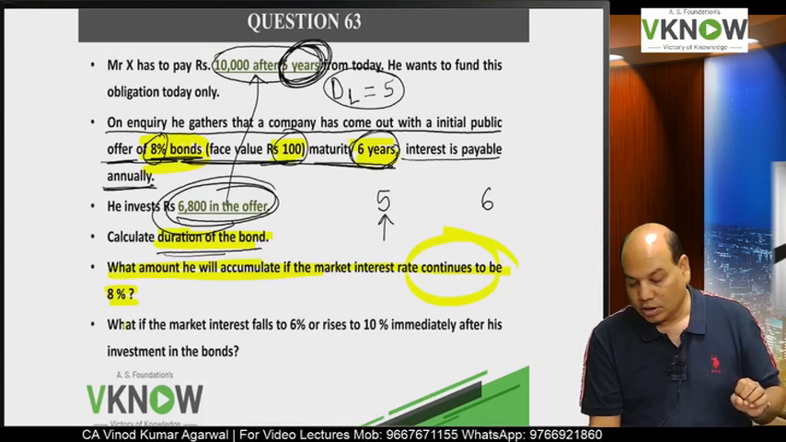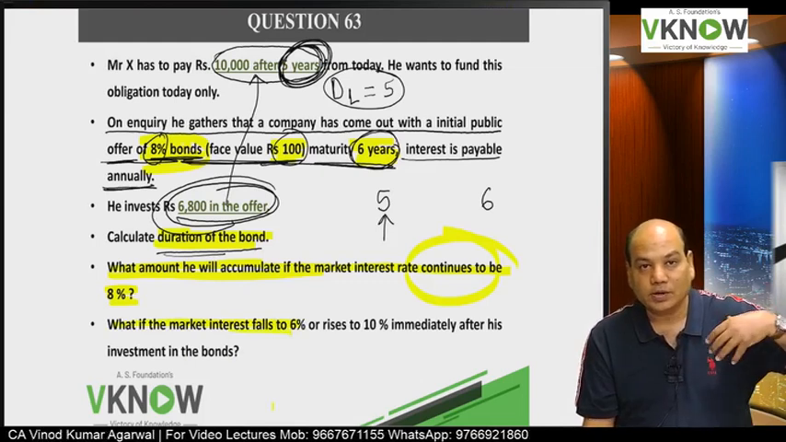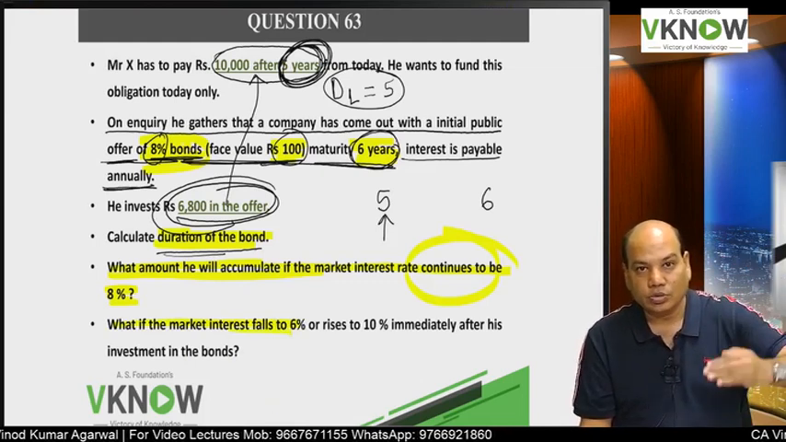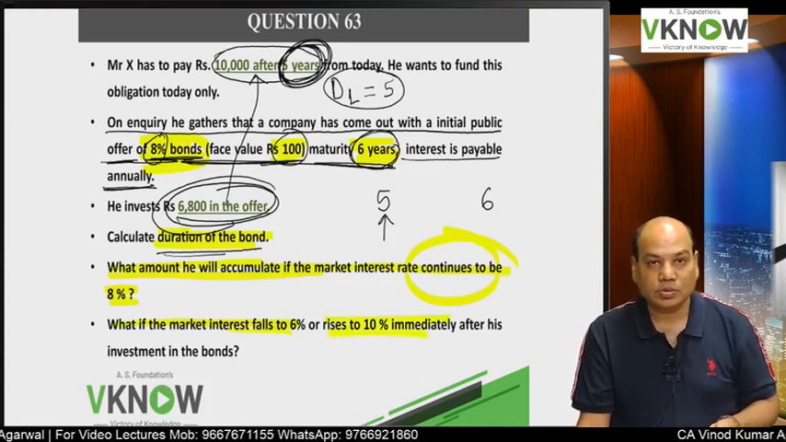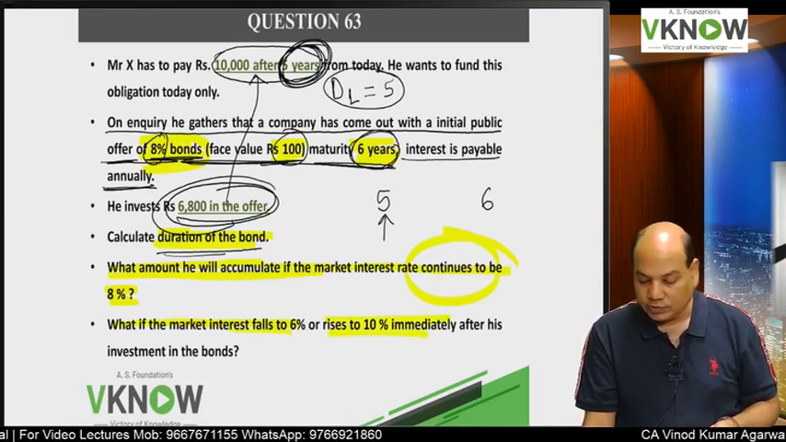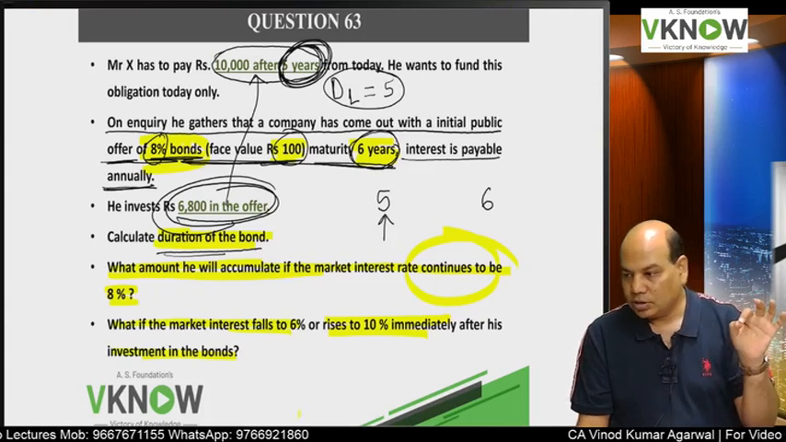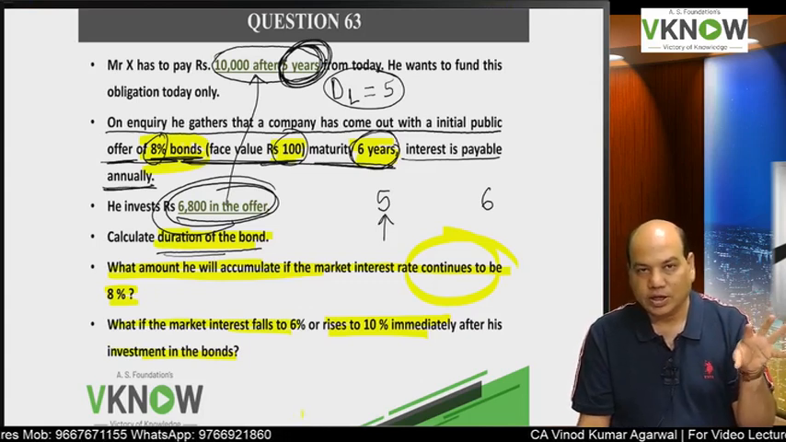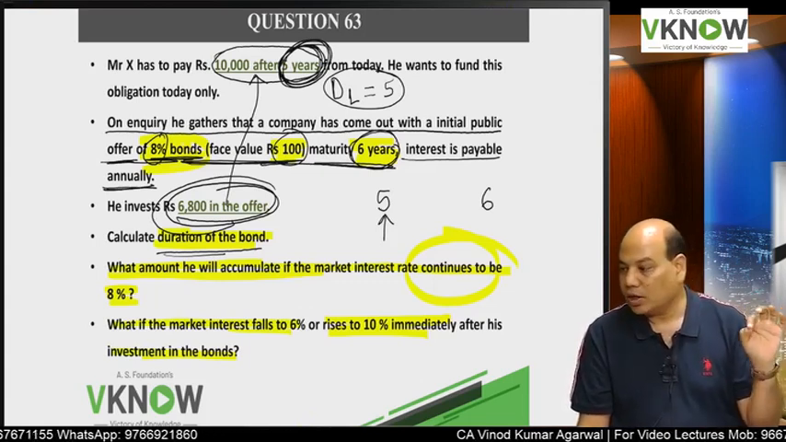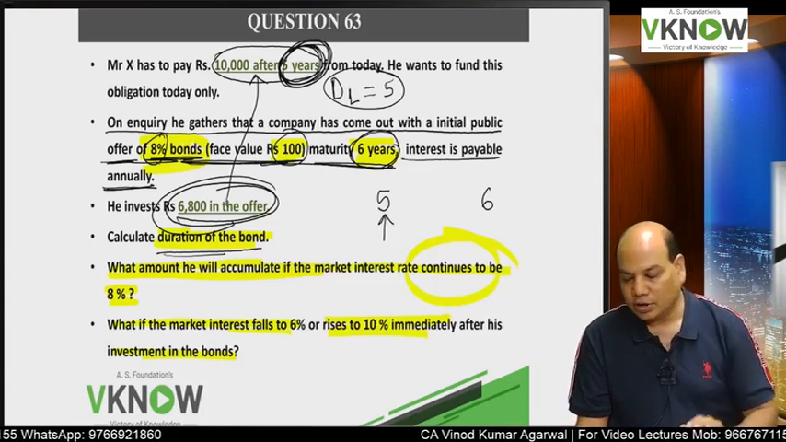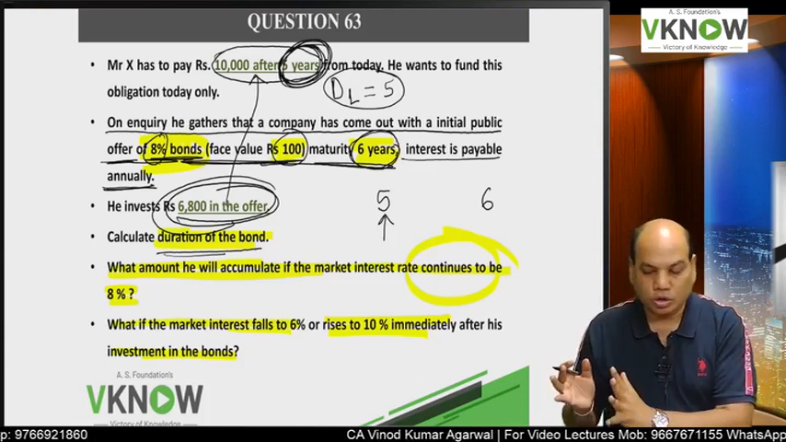That was easy. If the market rate falls to 6%, let us say the market interest rate falls to 6% after he bought the bond, or case 2, market rate rises to 10%, immediately after his investment in the bond, how much amount he will receive at the end of 5th year, because he wants to pay a liability at the end of 5th year, 10,000 rupees. So he wants to ensure that he should have 10,000 rupees in his pocket after 5 years. So let us see whether this strategy will work or not.